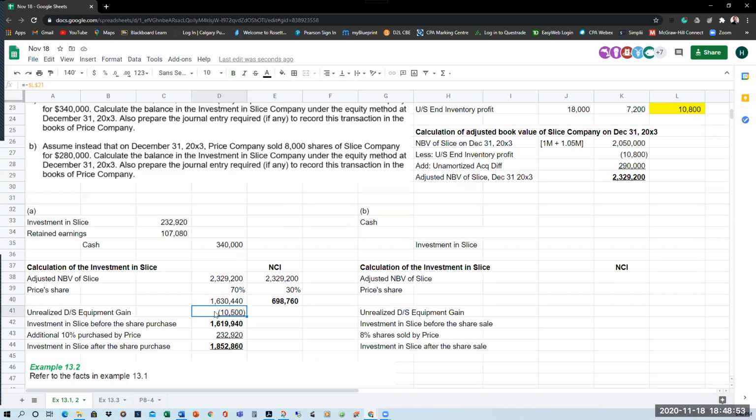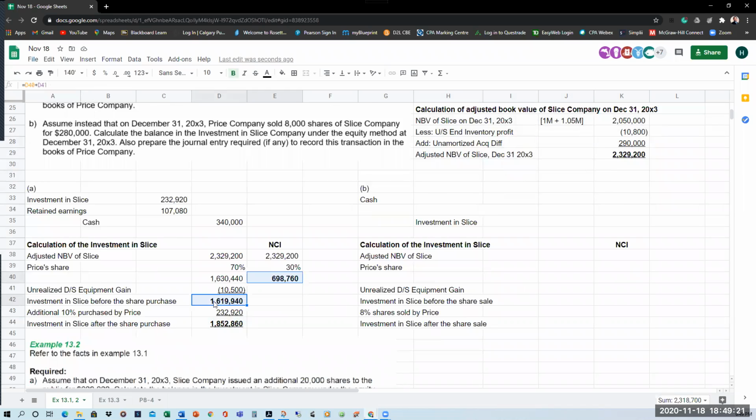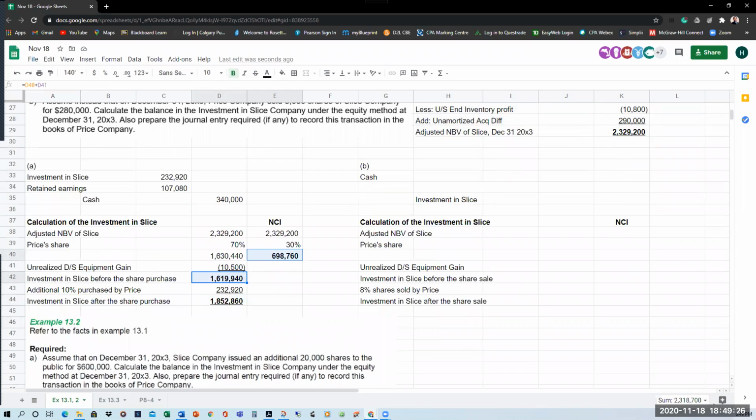NCI would not have had to be adjusted for the downstream profit. So amount reported for NCI would have been 698,760. Just think about what you would have done here. Once you got the adjusted net book value in step 9, the last line is NCI's share. And NCI's share would have been 30% of the 2,329,000, which would have been 698,760. Look at the total. 1,619,940 plus the 698,760, you get a total of 2,318,700.